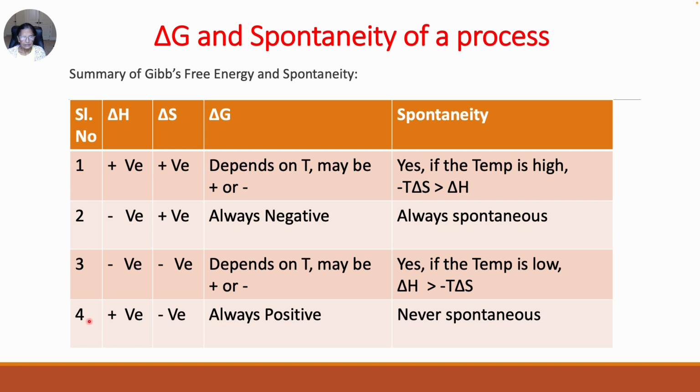In case 4, delta H is positive, delta S is negative. Then delta G is equal to positive. Minus of minus is also positive. Positive is always positive. Therefore, this reaction is never spontaneous because delta G is always positive. So these are the 4 different combinations of delta H and delta S for us to calculate delta G and predict the spontaneity of a reaction.